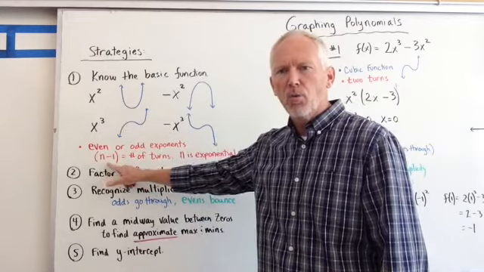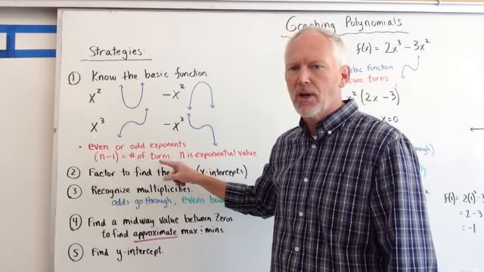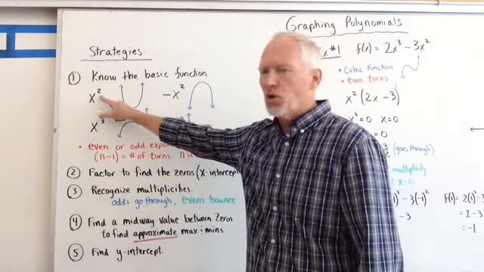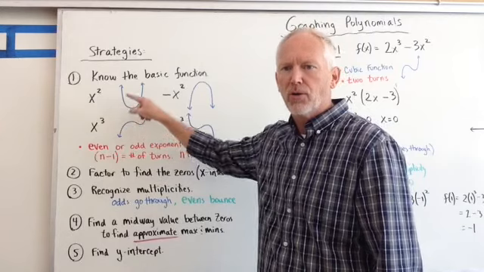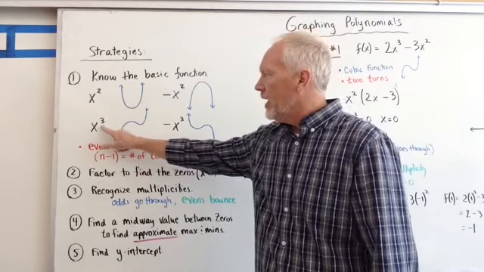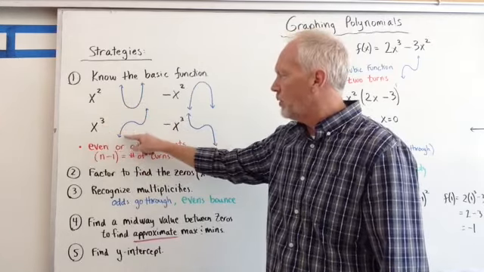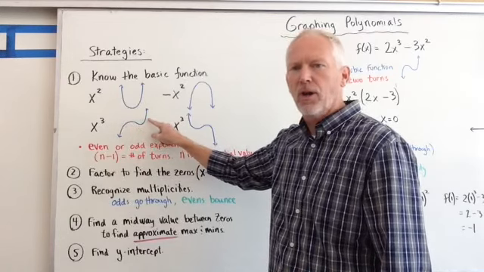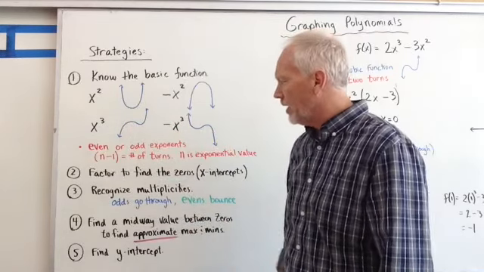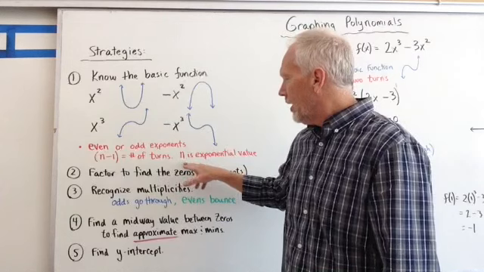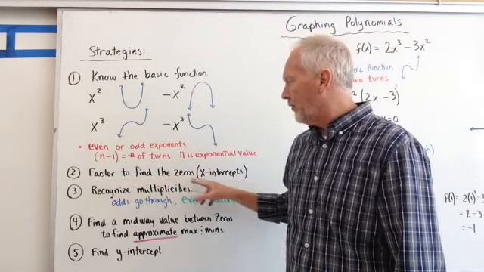Remember that n minus 1 is the number of turns. So in this case, it's squared, so we have one turn. There's only one place for our turns. In x cubed, there are two turns, so we should expect that there's one turn and there's two turns, right? Same thing here.